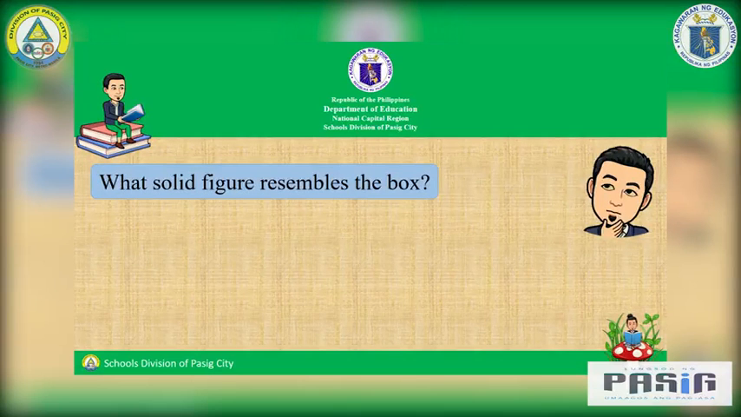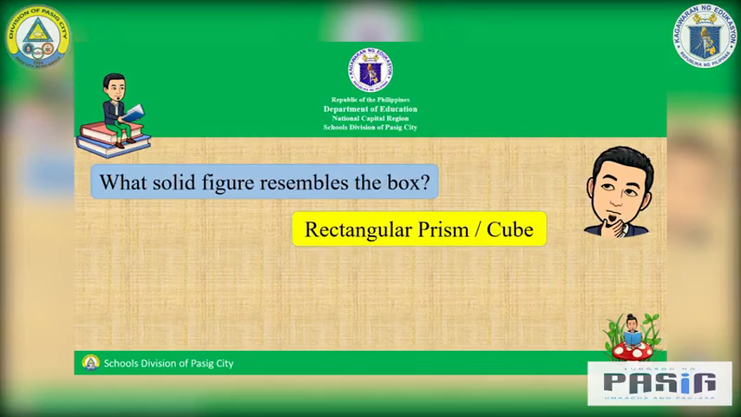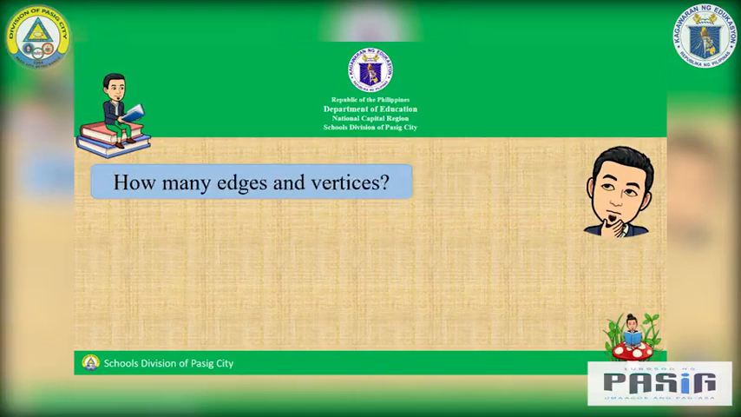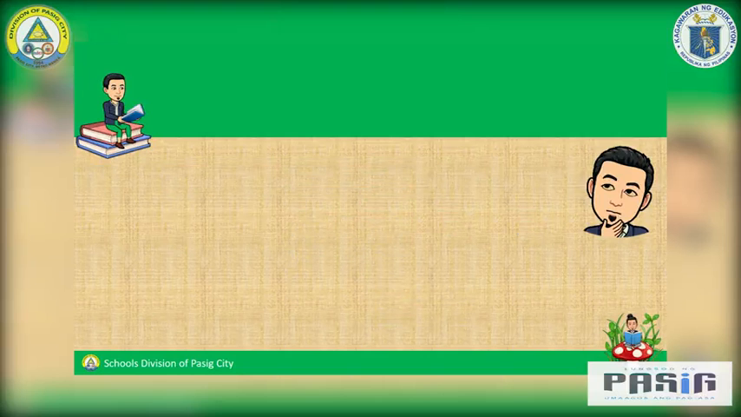Now, let's think about the box. What solid figure resembles the box? Yes, it resembles a rectangular prism or maybe a cube, because both of them have similar characteristics. To help us more clearly, let us identify their characteristics. How many faces are there in a rectangular prism and cube? Yes, it has 6 faces. How many edges and vertices? They have 12 edges and 8 vertices. Okay, this will serve as our guide in making the box.